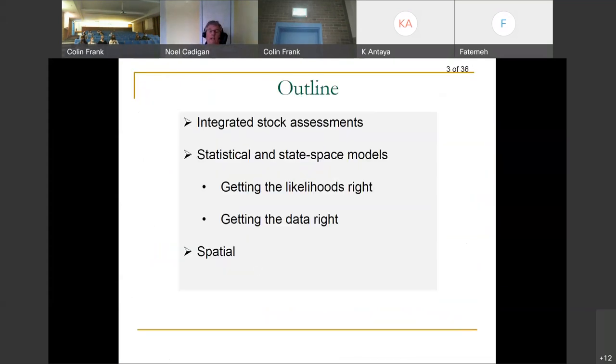Okay, so back to the talk in specific. For the outline, I'm just going to talk about integrated stock assessments. The title of the talk is recent advances and future directions in stock assessment, so I'm not going to be talking about how stock assessment used to be done. The outline then is integrated stock assessments, statistical and state-space models, where important parts are getting the likelihoods right, getting the data right. And I'll also talk about spatial stock assessment models.